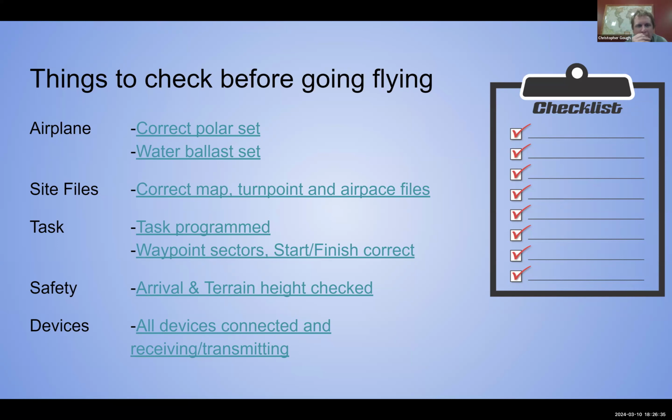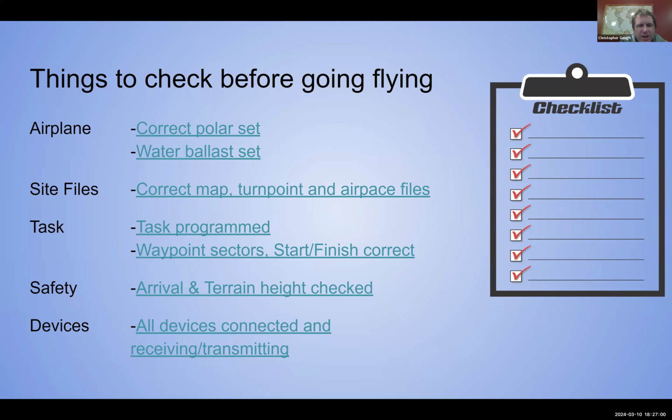Tasks programmed in, waypoint sectors, your start height and finish height are correctly set. You want to make sure that your arrival and terrain height are properly set, and devices are connected, especially when I connect to my Vario, which actually connects to my Flarm as well, so I get the Flarm and the Vario connections from there.